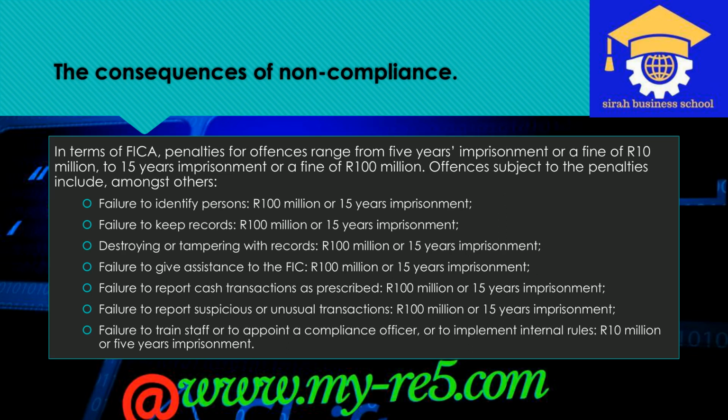R100 million or 15 years imprisonment, failure to give assistance to the FIC, R100 million or 15 years imprisonment, failure to report cash transactions as prescribed, R100 million or 15 years imprisonment, failure to report suspicious or unusual transactions, R100 million or 15 years imprisonment, failure to train staff or to appoint a compliance officer, or to implement internal rules, R10 million or 5 years imprisonment.